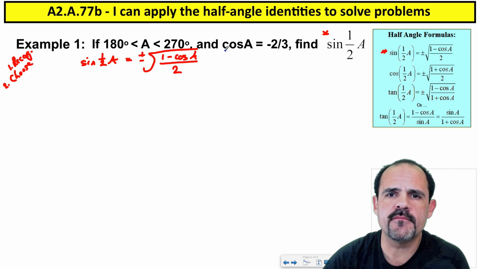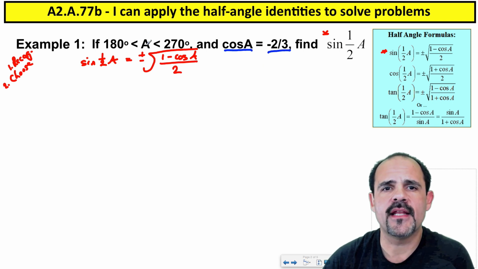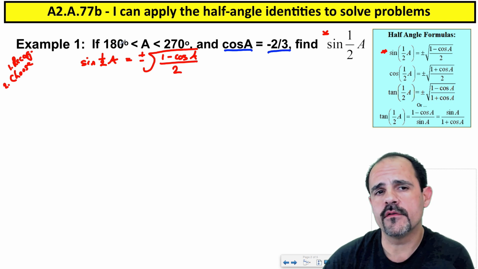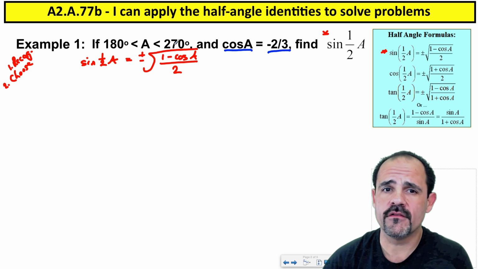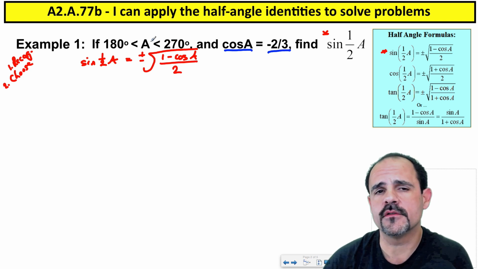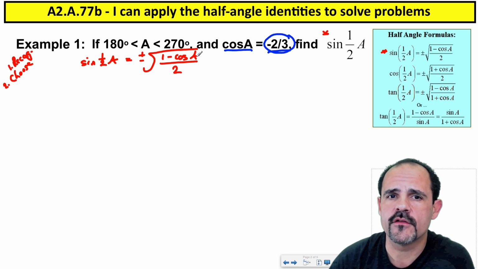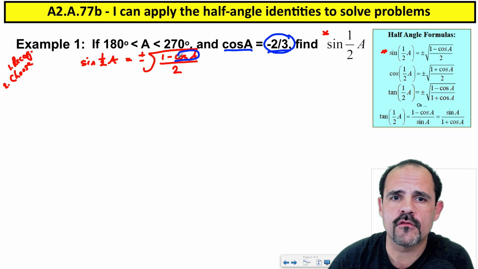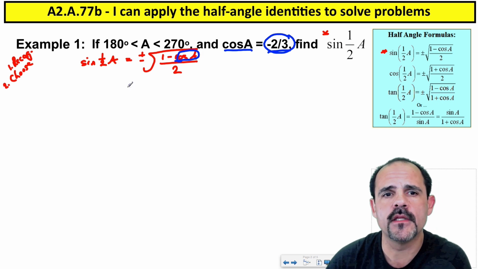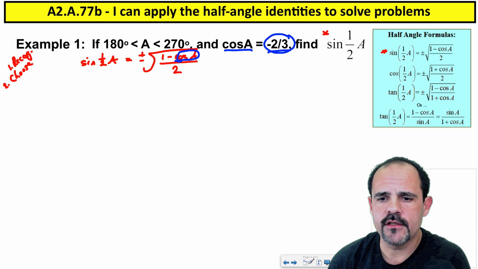Notice that they give me the cosine of A, and they also tell me that A is in between quadrants 3 and 4. So the cosine is negative. In quadrant 4, it's going to be positive. So chances are this is going to be a quadrant 3 angle. And they give us cosine of A right there, so we can just substitute that right into here and simplify it. So let's go ahead and do that.